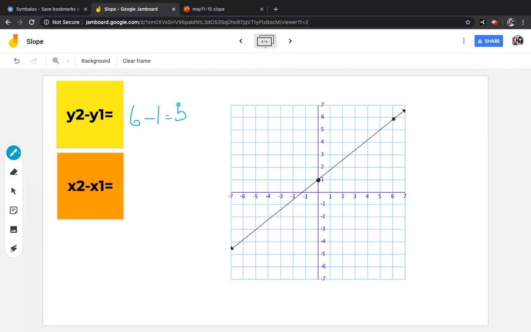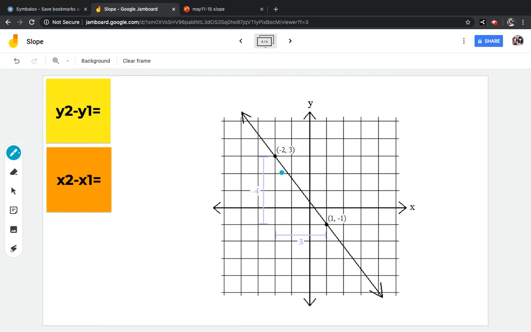Now same thing, let's look at our x's. My second x is at 6 and my first x is at 0. So I have 6 minus 0. Okay, if I subtract that, I'm going to get a 6. And then it's always y over x, my rise over my run. So I'm going to have 5 over 6. So m equals 5/6.